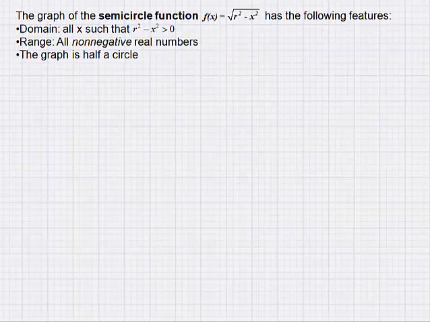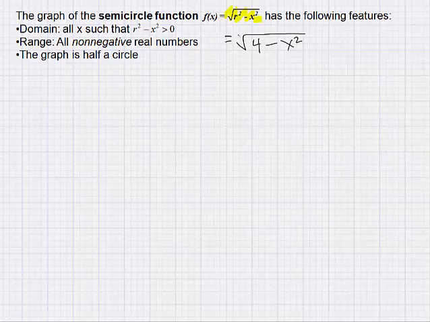A special circumstance of a square root, it's not really a square root function, but there's a square root involved, is the semicircle function. The semicircle function is this function here: f of x equals the square root of r squared minus x squared. Now you can see that this is different because x is squared. Now r is going to be just a number. So something like the square root of 4 minus x squared would be an example of this semicircle function. We call this a semicircle function because the graph is really the top half of a circle.